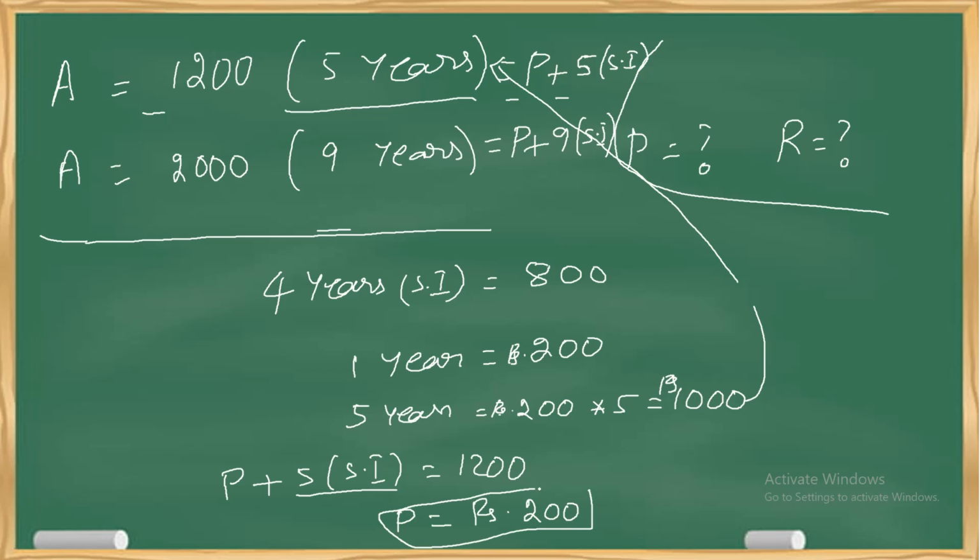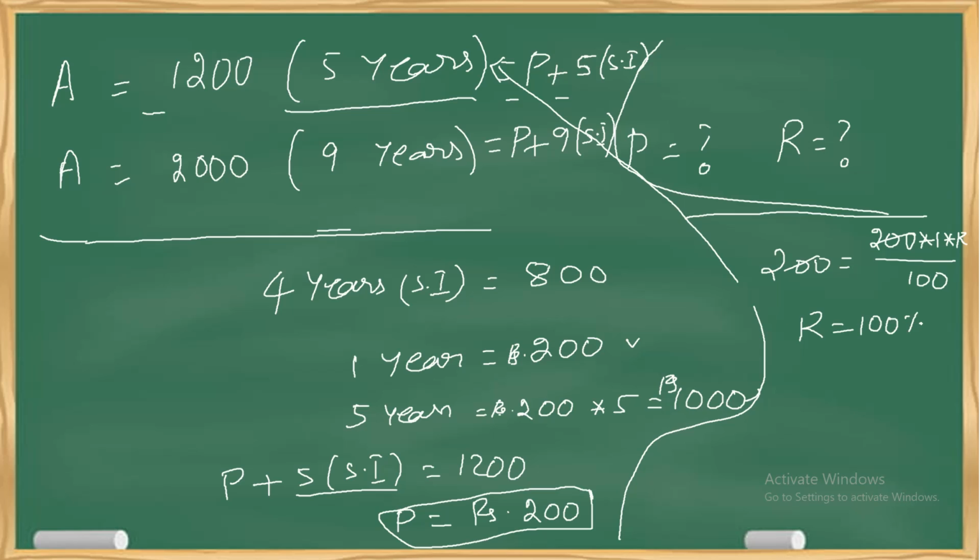So you got the first answer, the principal amount. Now how to find the rate of interest? Rate of interest means simple interest for 1 year is equal to how much? So 200. And what is the formula for simple interest? PTR by 100. P I already got, 200 into, for 1 year I am calculating, and R by 100. So 200 cancel, R is equal to 100%.